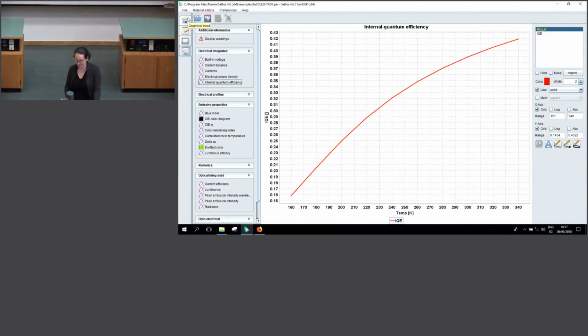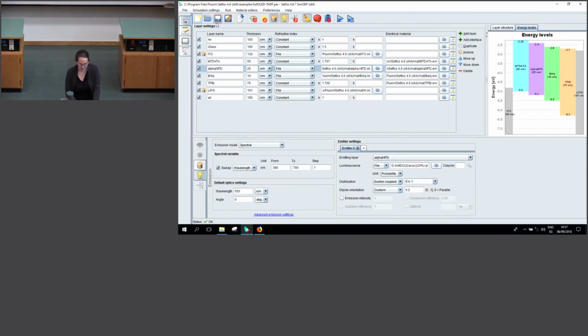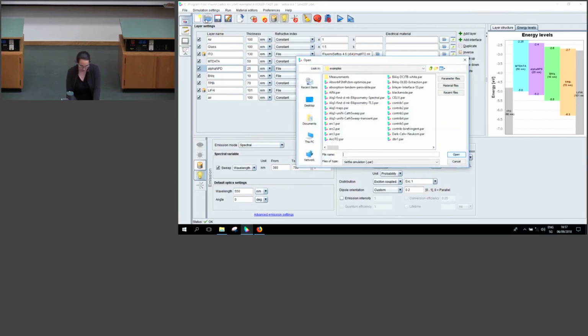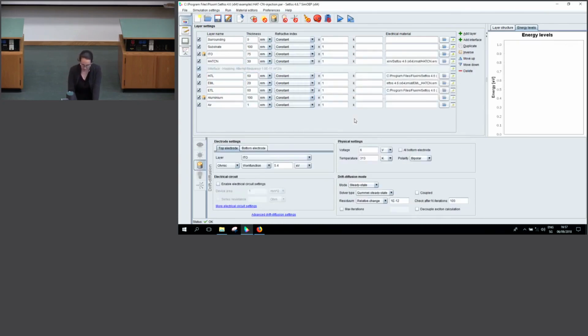Okay, any questions? Or no? And last example I want to show here is the Hudson interface. So if there is someone interested in this material or in similar material, it's called Hudson injection. Actually, it's only electrical, but one could also couple it then to emission, of course. This is just to look at the electrical charge profiles.